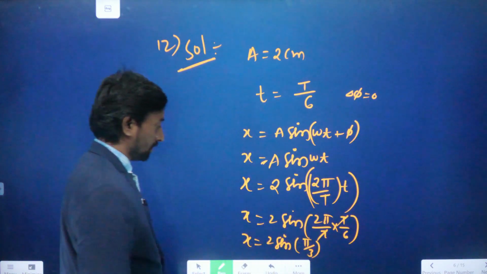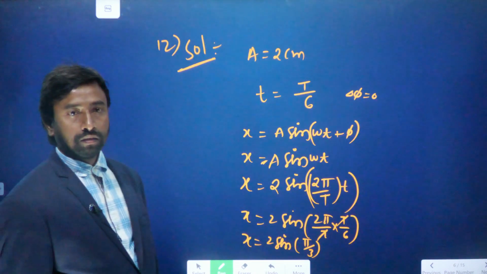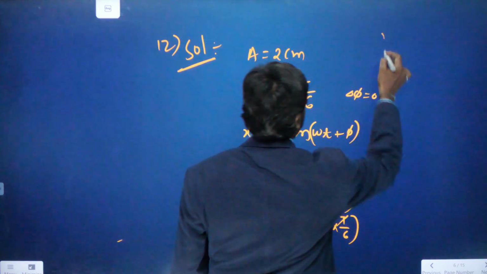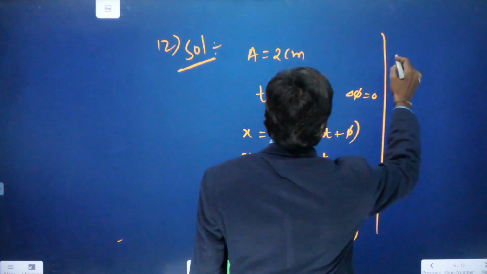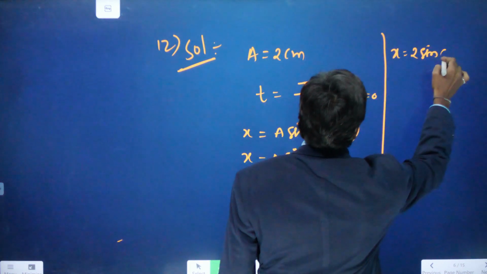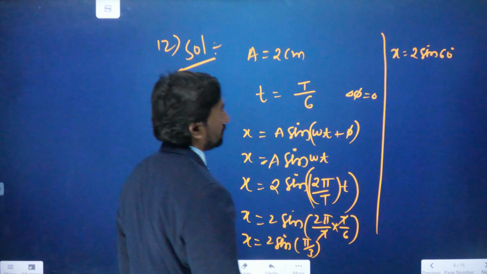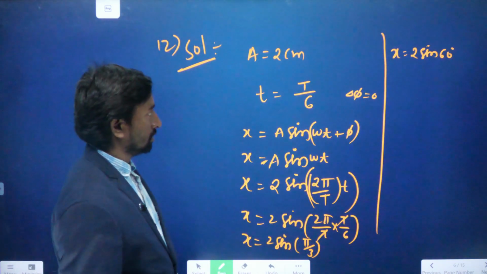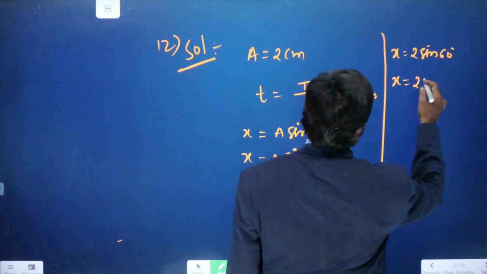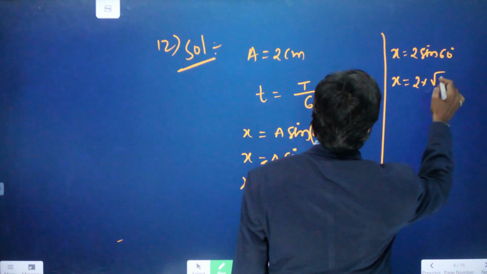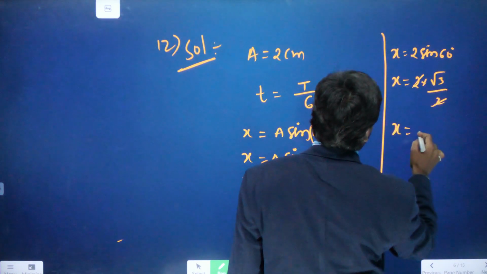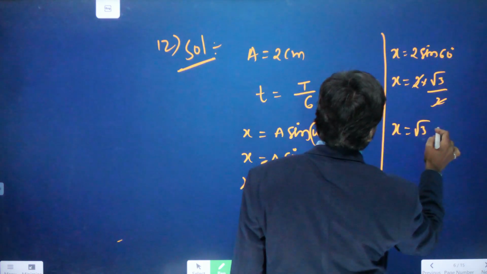Pi by 3 means 180 by 3, so 180 by 3 means 60 will come there. So x is equal to 2 into sin 60. The sin 60 value we need to write here: x is equal to 2 into sin 60 value, root 3 by 2. So 2 and 2 will be cancelled, then x is equal to root 3. Root 3 centimeters.